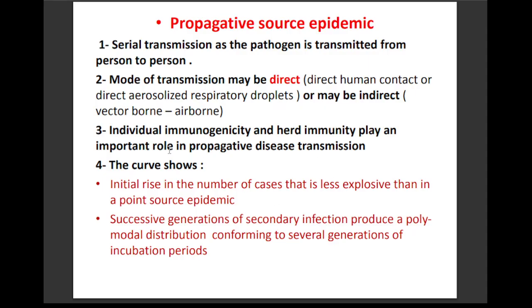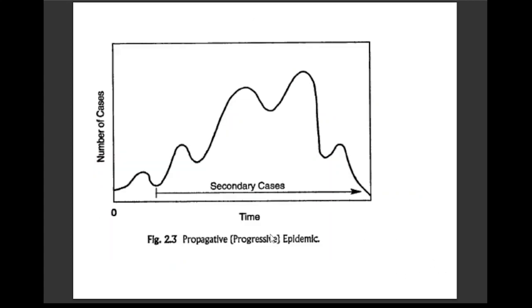So this polymodal distribution conforms to several generations of the incubation period. As time keeps on increasing, there can be change in this curve. Here we can see the secondary wave has started and has kept on increasing the number of cases to a new significance. So here the number of cases has increased a lot.